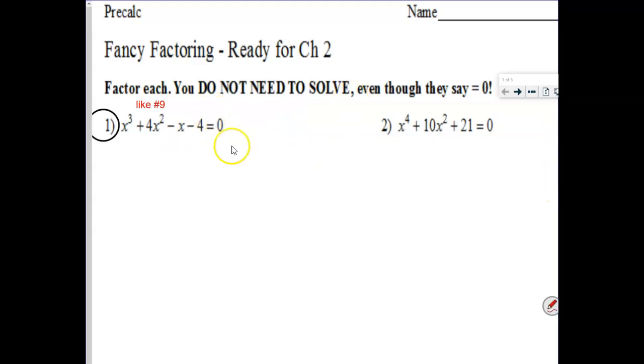When I look at number 1, I notice the polynomial does not have any common terms throughout all 4 terms. But the fact that it is 4 terms kind of leads me to what kind of factoring I'm supposed to be doing. Do you guys remember what kind of factoring you use when it's 4 terms? Yes, it's called grouping. Very good. Factor by grouping. So there are 2 groups here that we're going to look at individually.